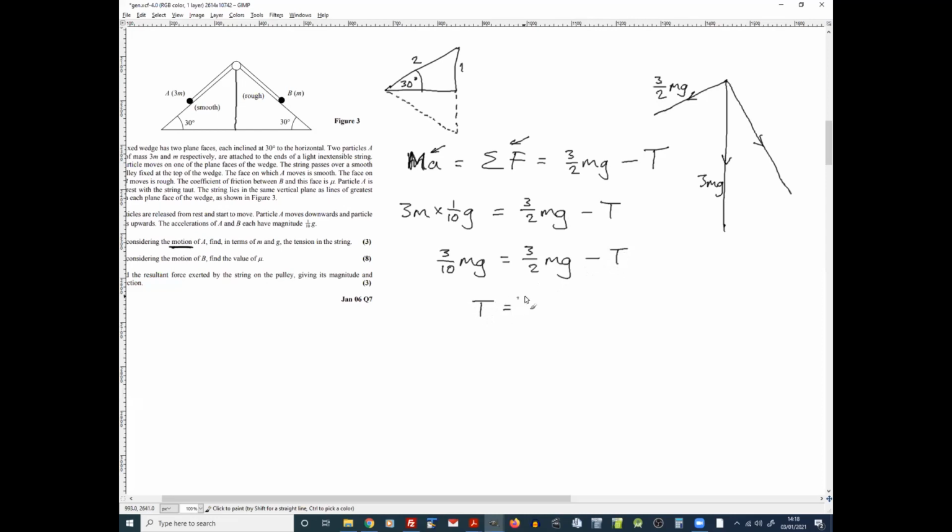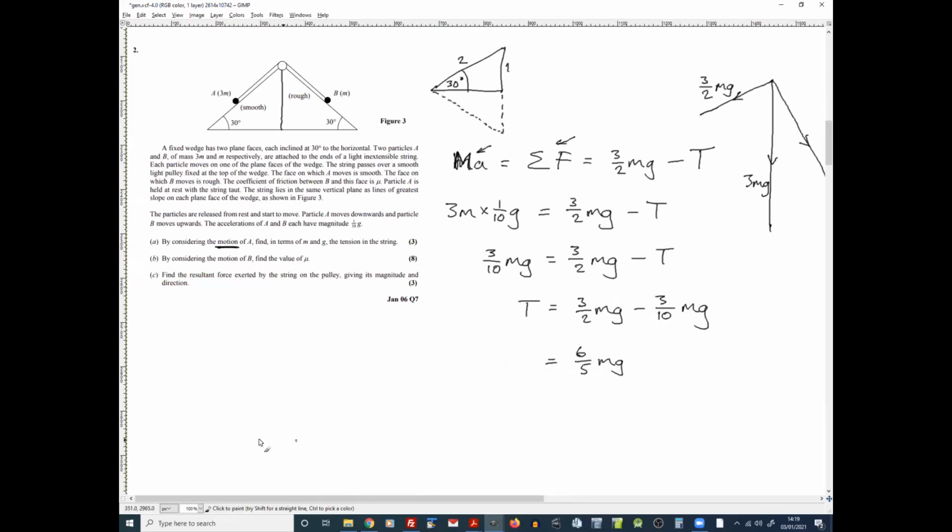And then we've got T equals 3/2 mg minus 3/10 mg, which equals 12/10 mg, which equals 6/5 mg. Lovely.